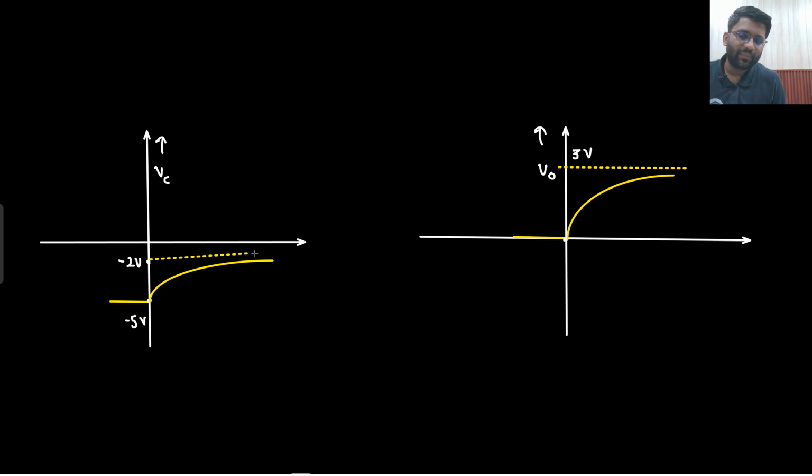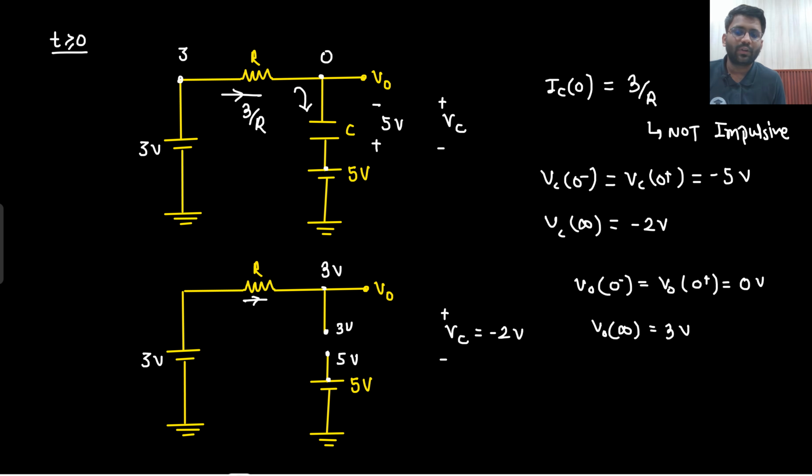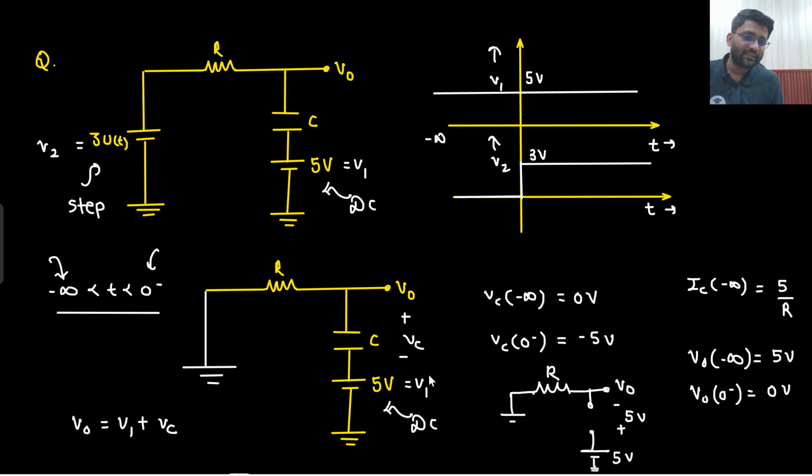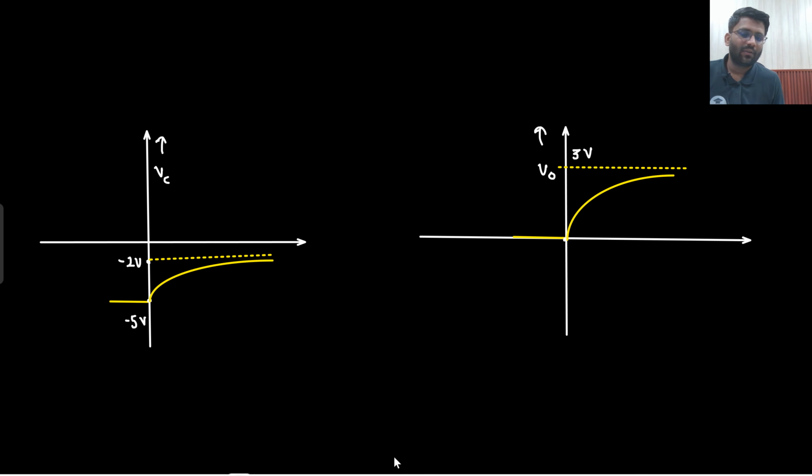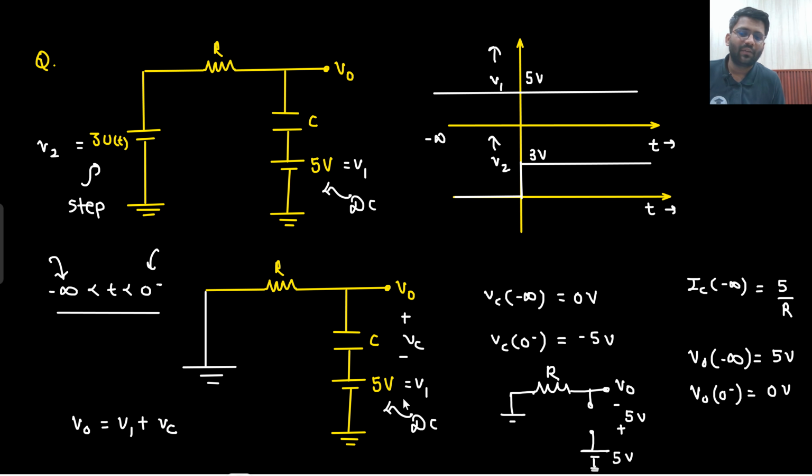So here there is not a big matter of concern. If you just make the Vc waveform, then the V naught waveform will be a cakewalk. Or if you make the V naught waveform, then the Vc waveform will be a cakewalk. Why is that so? Because what is V naught? V naught is simply Vc plus V1. And what is V1? V1 is nothing but 5 volt.